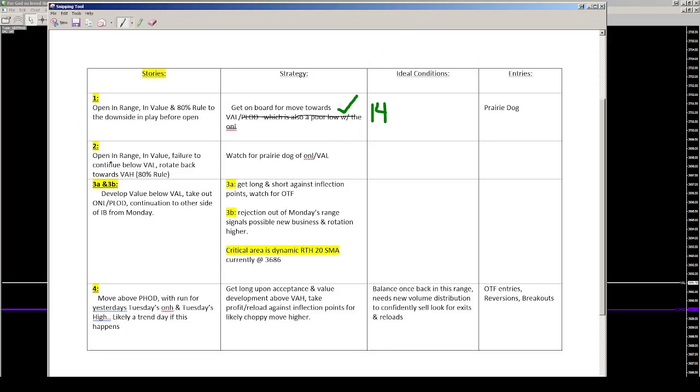All right, the next thing is open in range, in value, failure to continue below value area low, rotate back towards value area high, 80% rule. Watch for a prairie dog of the overnight low, value area low.